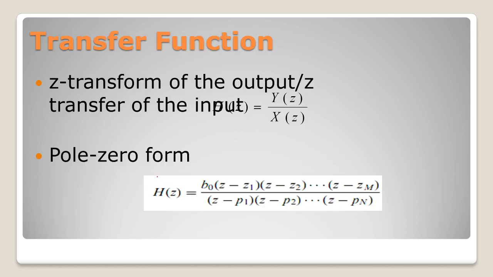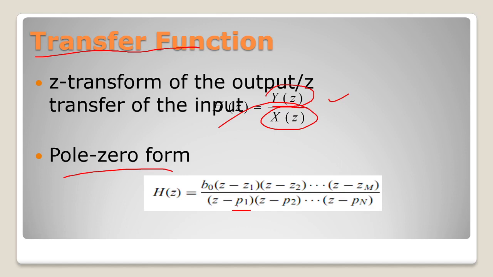Then there is the transfer function. What is the transfer function? H of z is equal to the Z transform of the output divided by the Z transform of the input. That is the transfer function. In pole zero form, on the upper side you get the zeros, and on the lower side you get the poles.